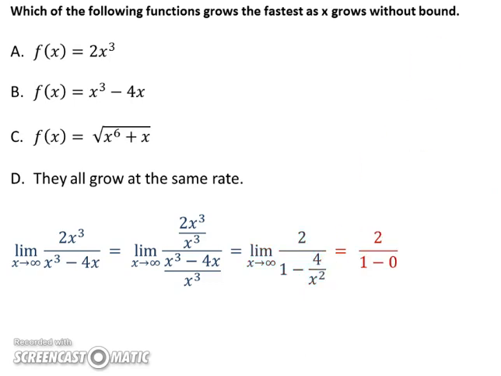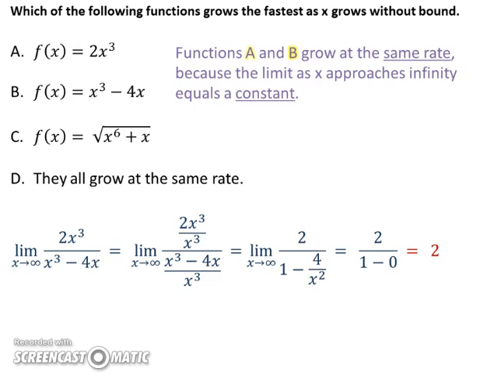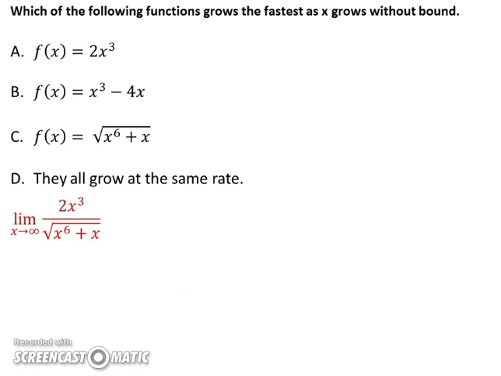And we end up getting 2 divided by 1. So this is a constant. A and B grow at the same rate because we just calculated this limit as it approaches infinity, and it equals a constant. So A and B grow at the same rate. Let's see what happens now if we take A and C.